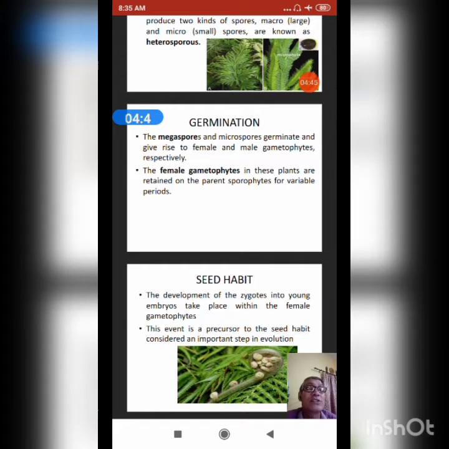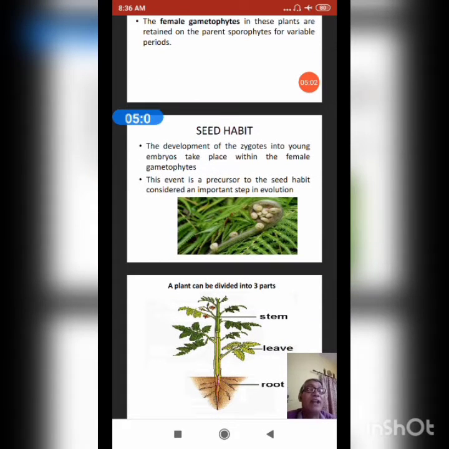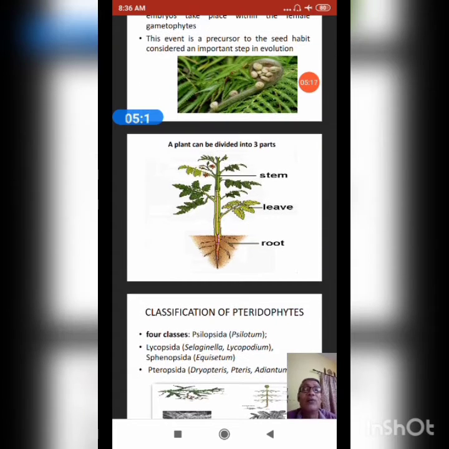Then the germination concept is to be discussed. The megaspores and microspores germinate and give rise to female and male gametophytes respectively. The female gametophytes in these plants are retained on the parent sporophyte for variable periods. These are two important points about the development of the seed habit. The zygote develops into young embryos within the female gametophyte. This event is the precursor to the seed habit, considered an important step in evolution. So here you see a complete picture of the three parts of a plant body.